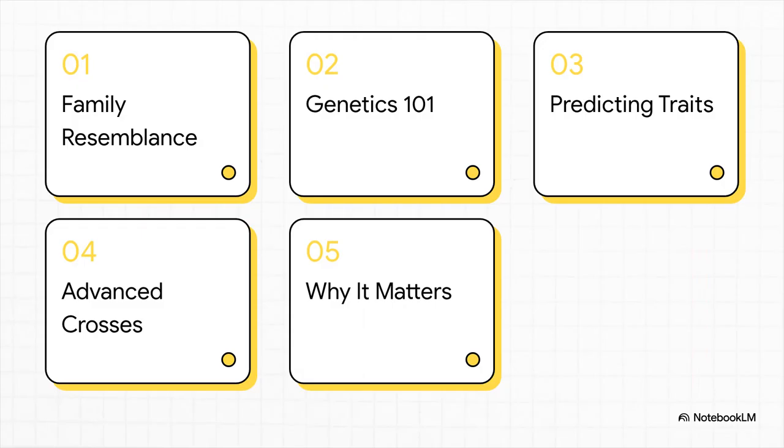So, here's what we've got on tap. We're going to start with that whole family resemblance thing. Then we'll get into the lingo. You gotta know the terms. After that, we'll get to the cool part, predicting the future. We'll even tackle some advanced genetic puzzles and then wrap it all up with why any of this stuff from the 1800s is still a huge deal today.